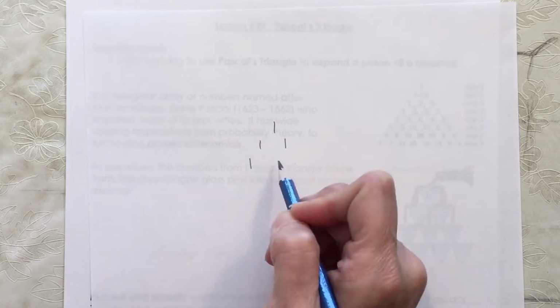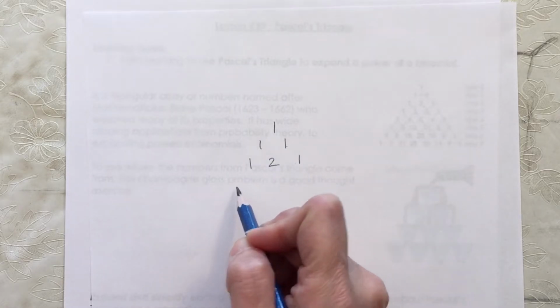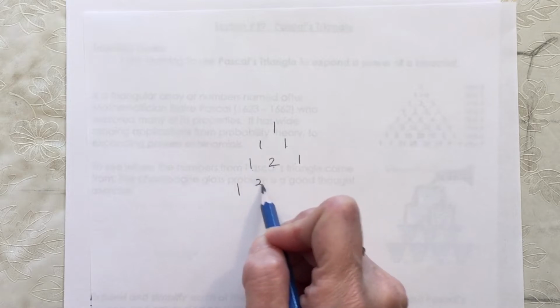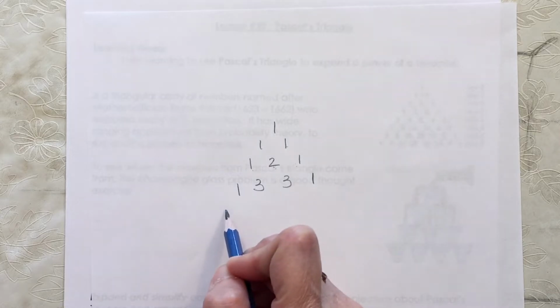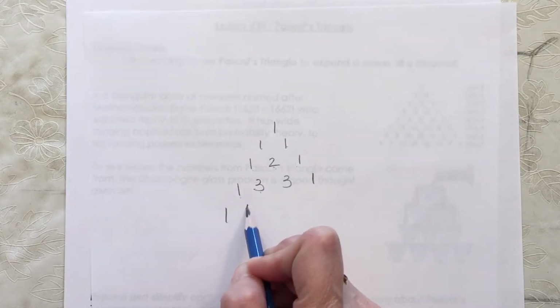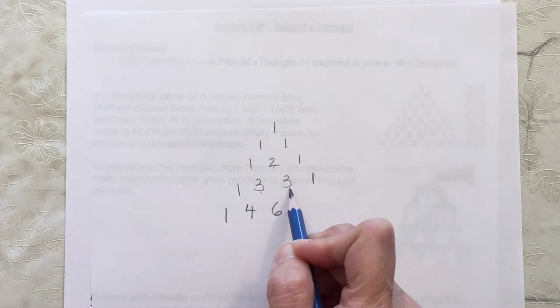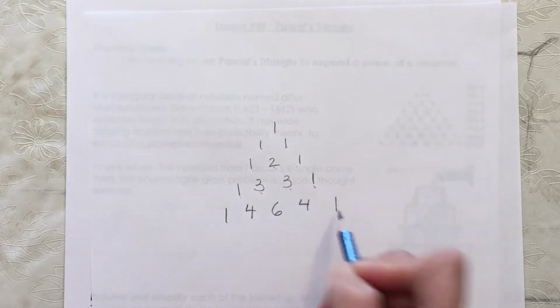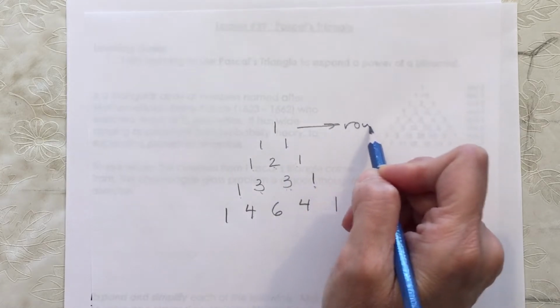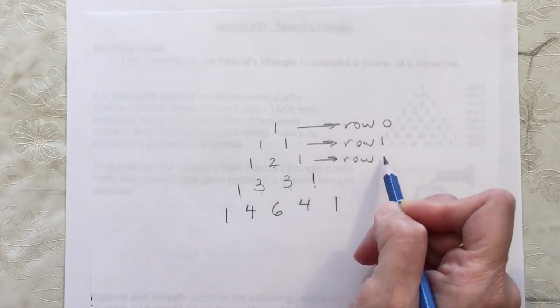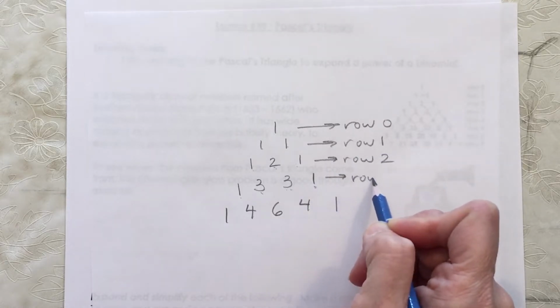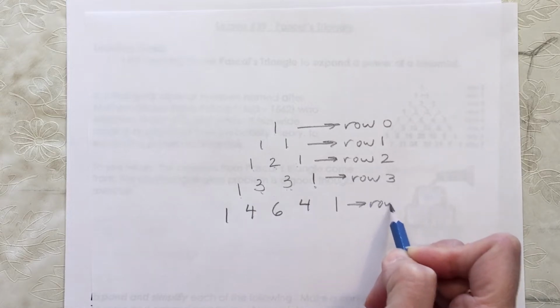So knowing the pattern without looking at it, I can just say, okay, row 0 is 1, then row 1 is 1, 1. Row 2: 1, then 1 and 1 is 2, ends with a 1. Row 3 starts with a 1, 1 and 2 is 3, 2 and 1 is 3 again, and ends with a 1. Row 4 starts with a 1, 1 and 3 is 4, 3 and 3 is 6, 3 and 1 is 4, and it ends with a 1. And again, row 0, row 1, row 2, row 3, row 4.